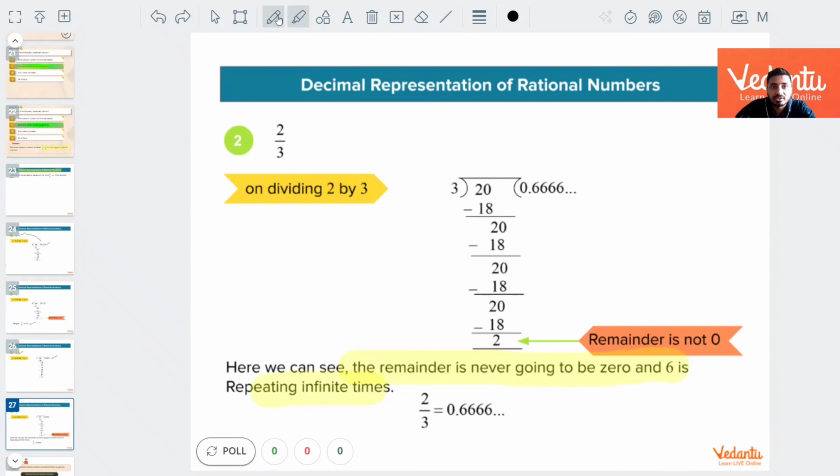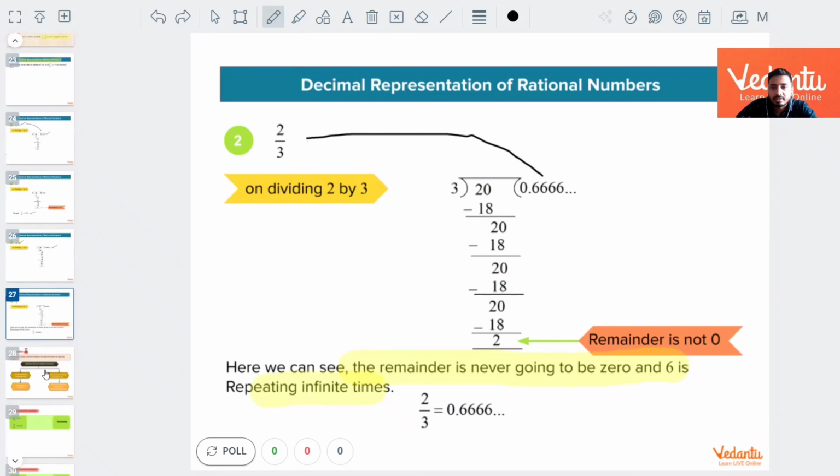So what is the representation of 2 by 3? 2 by 3 can be represented as 0.6666 and so on. Clear? Anybody is having any doubt? In this, the remainder is not 0. And you have to write it like this, 0.666 with three dots. What do the three dots represent? The three dots represent that the number is not ending. It is going on continuously. Clear?